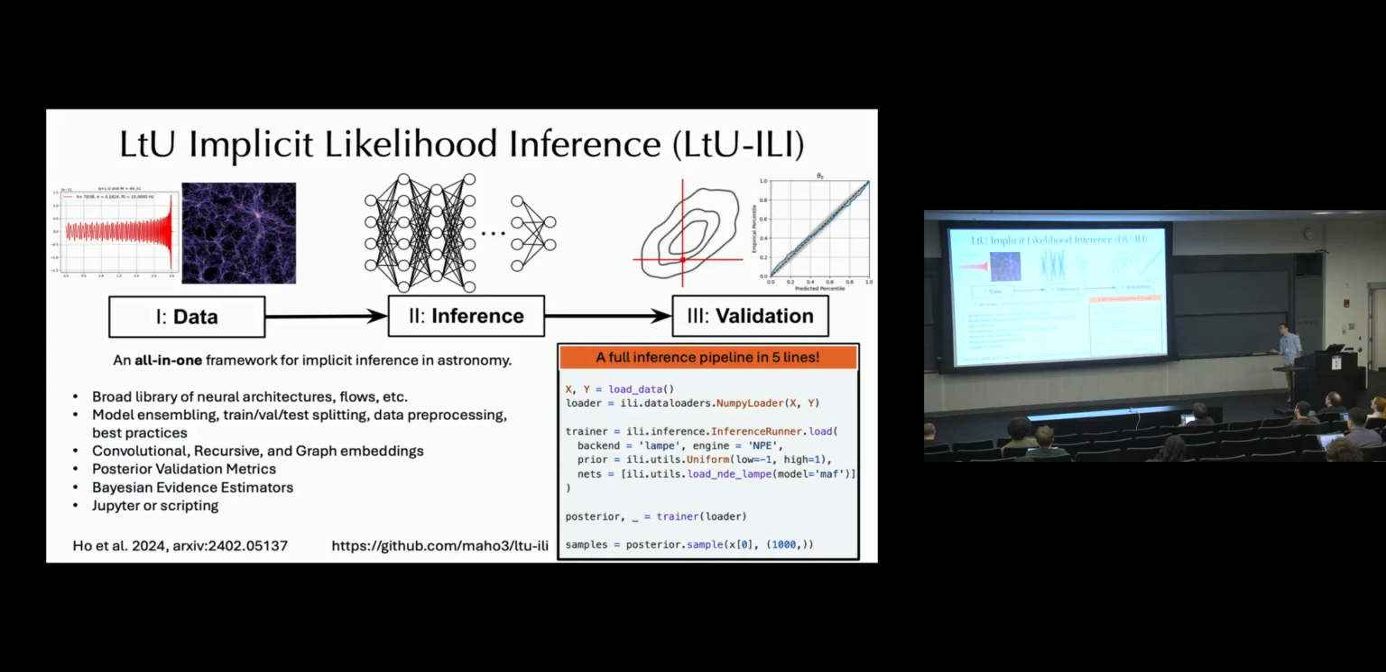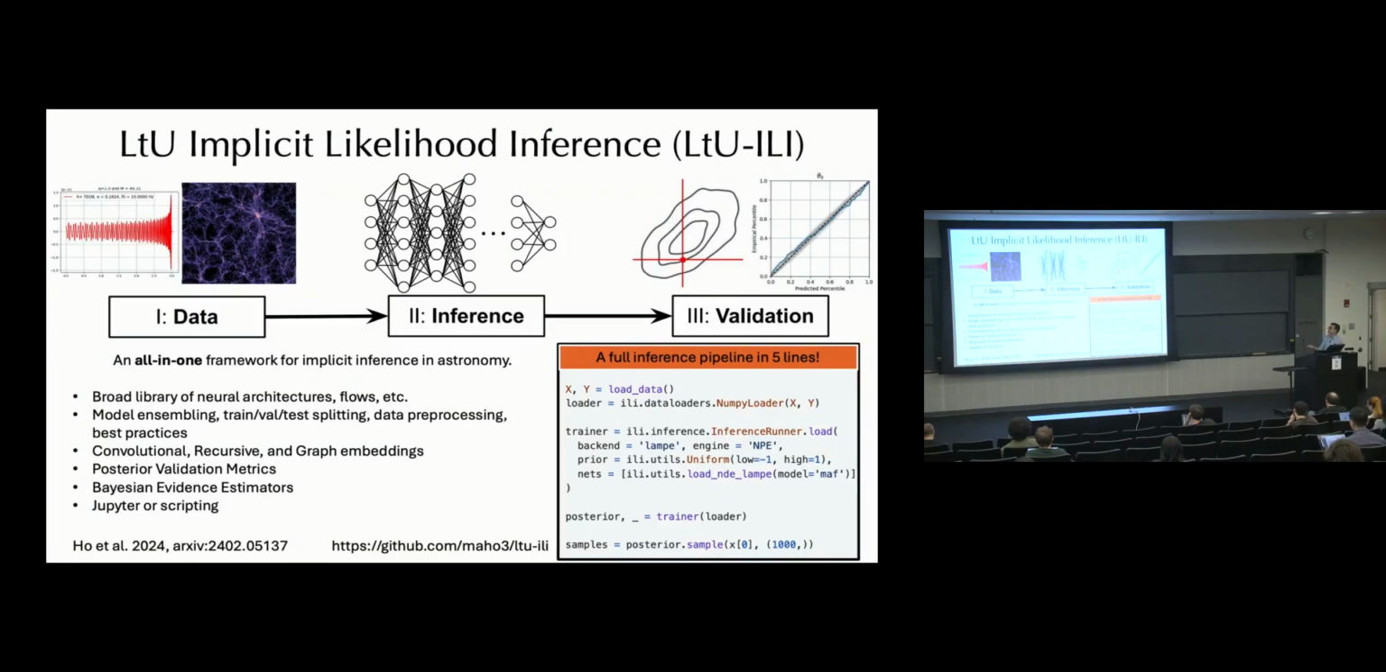And the main engine by which we do a lot of our tests is with this code called the LTU implicit likelihood inference pipeline, right? All it is, is a series of modules, routines, validation metrics, et cetera, which turn training data into posterior constraints, right? And we tried to make it all in one. We included everything that you might need to do your first machine learning inference in astronomy, right? We include all different libraries of neural architectures, neural flows. We include model ensembling. We include best practices. We include every type of embedding network that you might want to use and examples for how to use them.